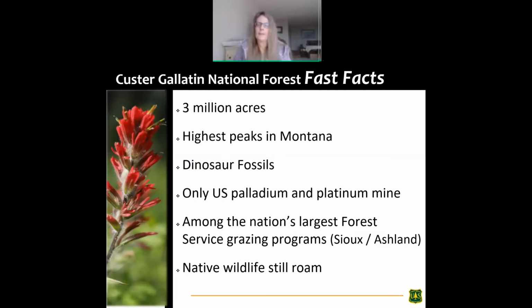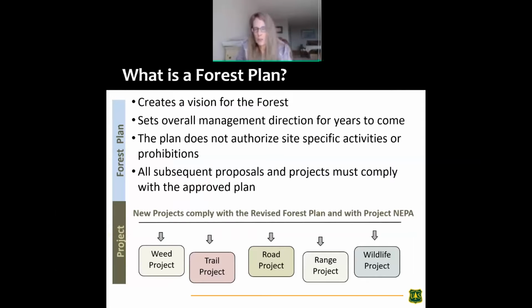So what is a forest plan? And I really thank Mark's introduction. It creates a vision for the forest, a comprehensive vision that integrates all of the resources. And it sets overall management direction for years to come. And I want to say it's not the kind of plan that says we're going to do this trail over here or that project over there, but it sets the rules for all of the projects that are going to come. So it may say we plan to do so many habitat improvement projects over a decade, but it won't say where and when and which ones.